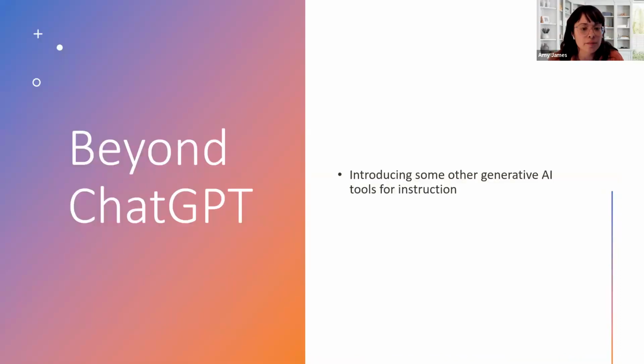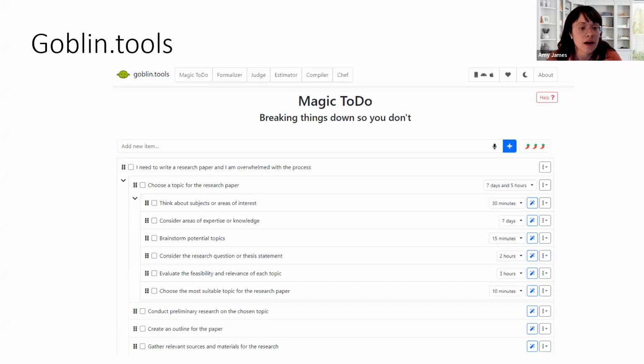So now let's talk a little bit about a few other generative AI tools that we have come across that we think could be useful for instruction. The first one is a site called goblin.tools, and it is a collection of small, simple, single-task tools, mostly designed to help people with tasks that they might find overwhelming or difficult. It has a few different options, including the first one you see here, which is the Magic To Do. It helps users come up with a step-by-step process for an overwhelming task. So this could be really useful for a research paper.